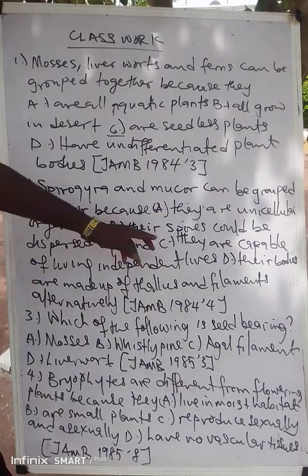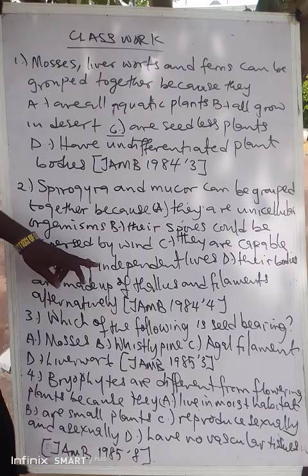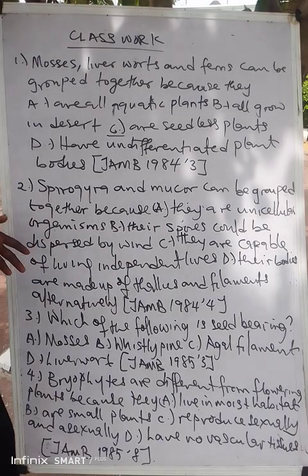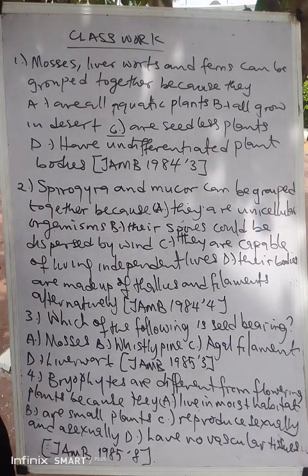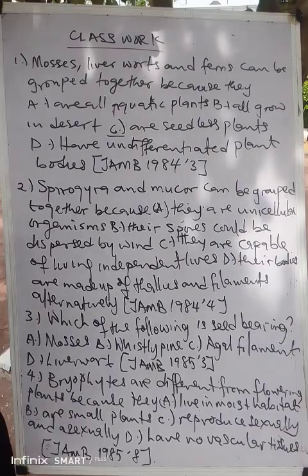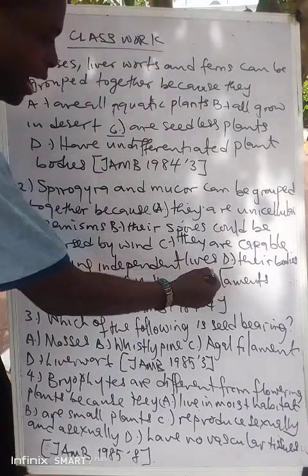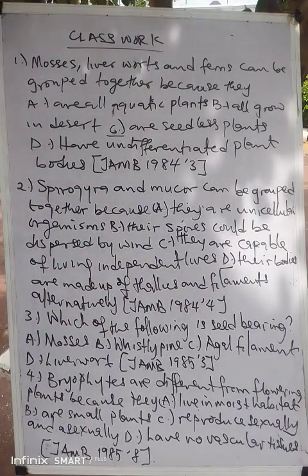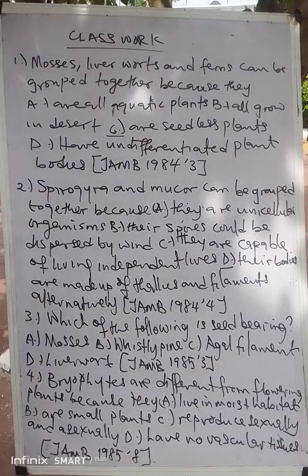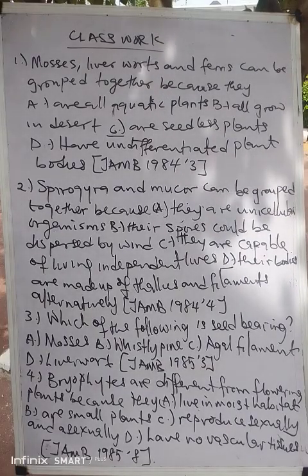Is it because they are capable of living independent lives? No. Is it because their bodies are made up of thallus and filament? Yes, I got it. So they are seedless organisms. Their body has a thallus body. We say thallus body in the sense that their body is not differentiated into true roots, true stem and true leaves. We have discussed that before.